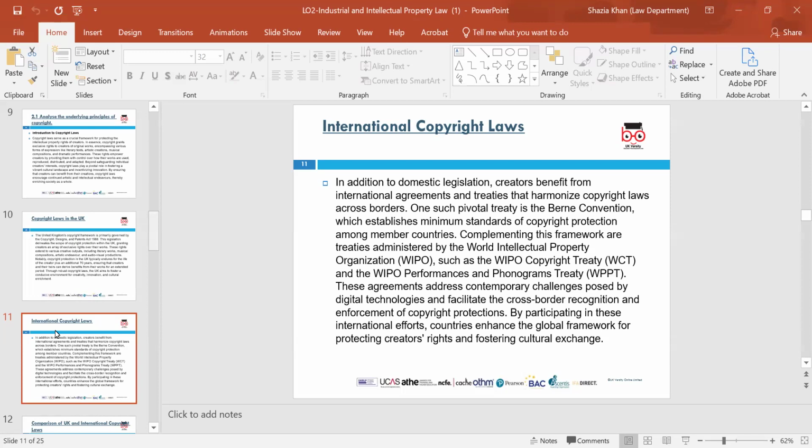So like we said, each country is unique. It has its own laws. Complementing the framework are treaties administered by, as we mentioned, the World Intellectual Property Organization, WIPO, such as the WIPO Copyright Treaty and the Performances and Phonograms Treaty, WPPT. So these are agreements that are managed within the WIPO.